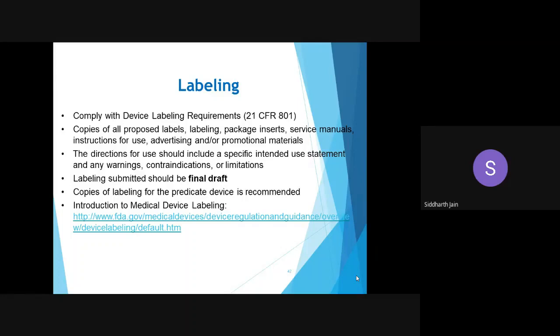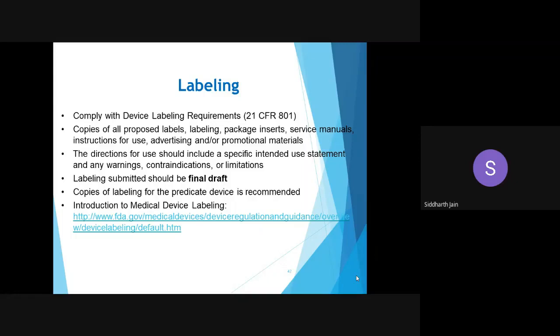Labeling submitted should be a final draft. After you get the 510K approval, you cannot make any further modification to your labels. If you do make any modification, then you have to go for resubmission of a few sections for review of the labeling again, and the US FDA will charge you accordingly.